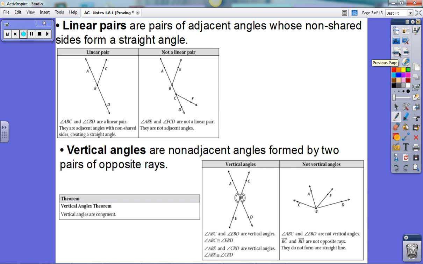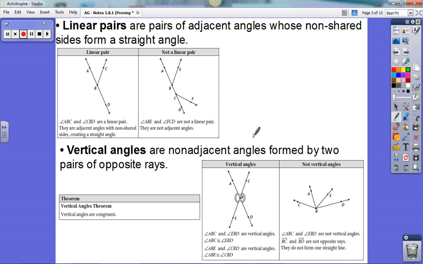Linear pairs are pairs of adjacent angles whose non-shared sides form a straight angle, meaning I've got adjacent angles right here, and this is my shared side, so my 2 non-shared sides form a straight angle. So basically I have adjacent angles that form a straight line.